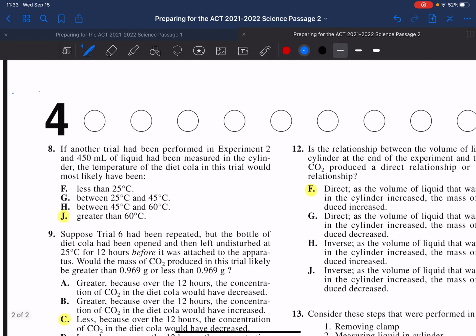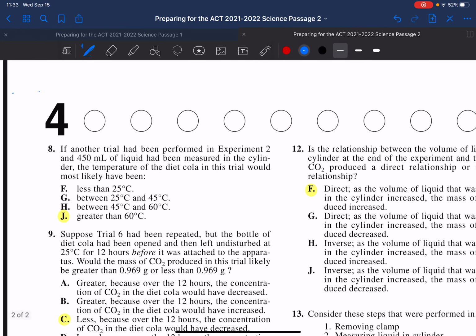Now, we seem to be noticing a pattern. The amount of liquid seems to be going down as we go. But what's happening with the temperature? The temperature seems to be going up. So it stands to reason, if we're following this pattern, then the temperature should also be going up here. So whatever the temperature is, it should be bigger than 60 degrees Celsius. And so that's why our answer for number 8 is letter J.